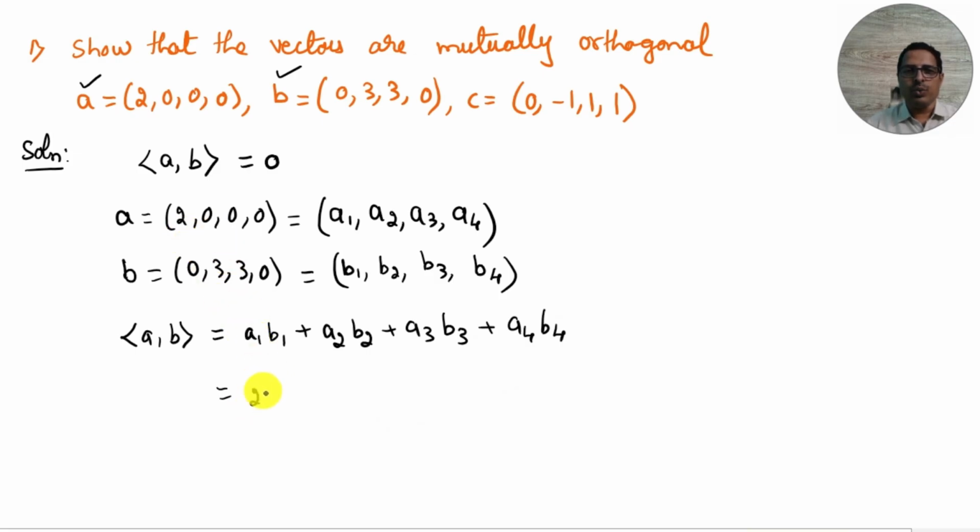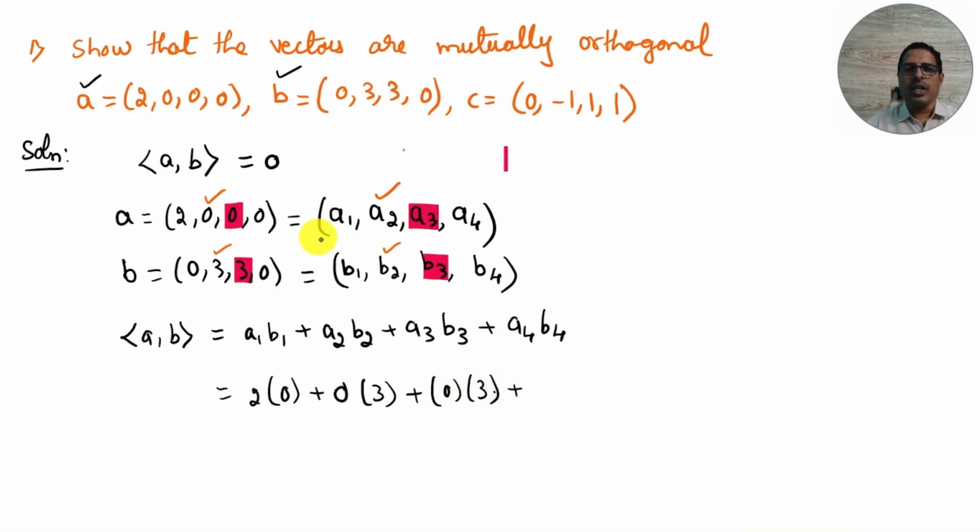A1 value is 2 and B1 value is 0, plus A2 value is 0 into B2 value is 3, plus A3 is 0 into B3 is 3, plus A4 value is 0 into B4 value, which is also 0. These are the corresponding elements that I am taking over here.